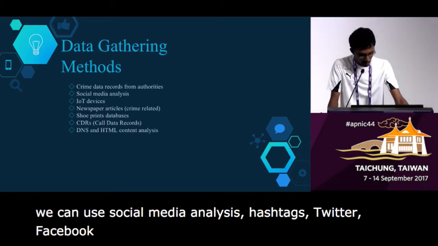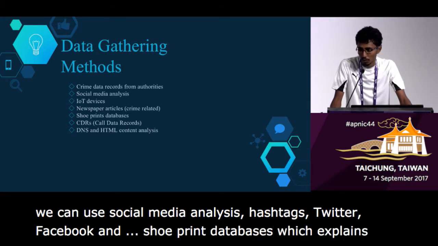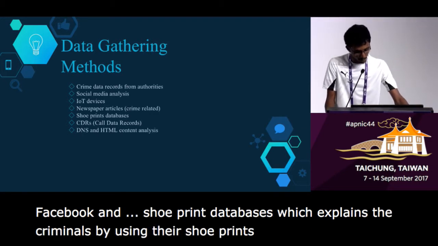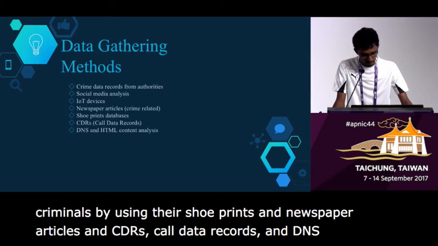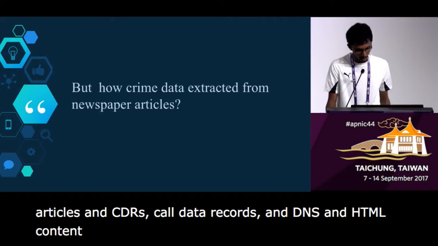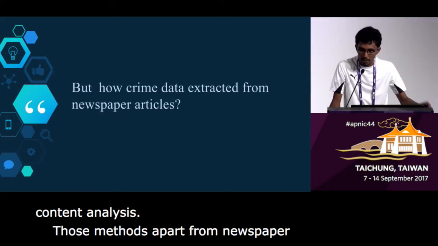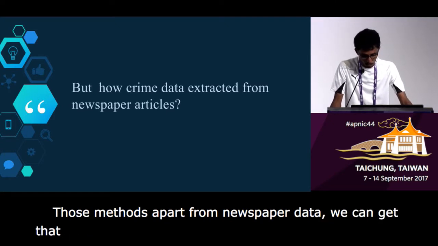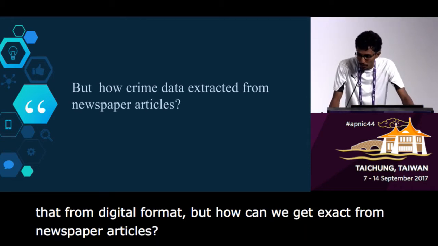And there are shoeprint databases, which identify criminals by their shoeprints, and newspaper articles, CDRs (call data records), and DNS and HTML content analysis. Apart from newspaper data, we can get those in a digital format. But how can we extract data from newspaper articles? In this case, image processing comes into the scene.